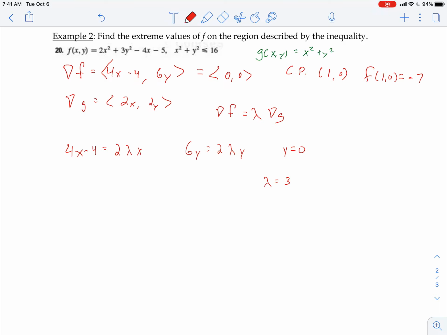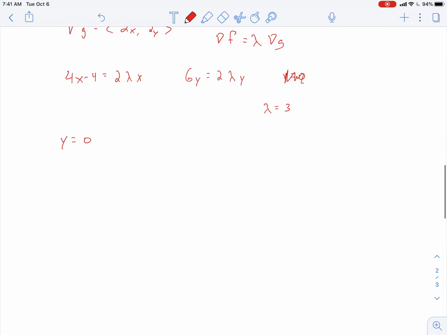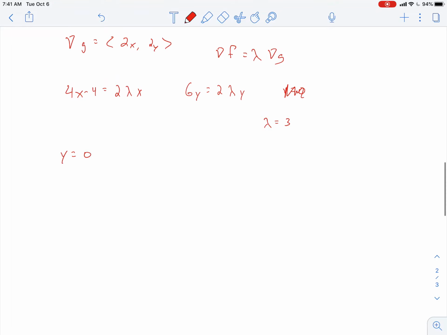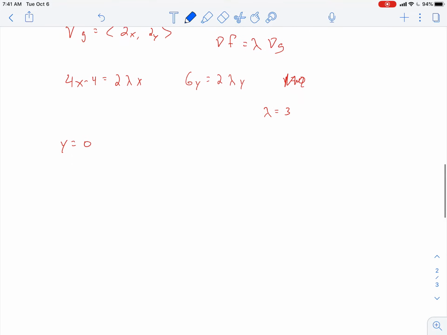All right, so here are our two cases. In case y equals 0, I'm going to go ahead and write that down here. If y is equal to 0, then I can use this to determine what's going to be my x value. To find this, I'm just going to plug it into our constraint, x squared plus y squared equals 16.